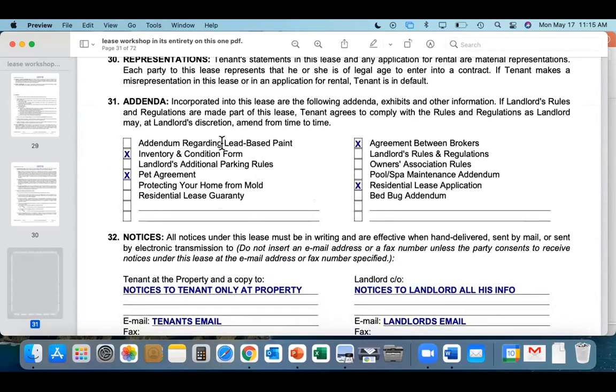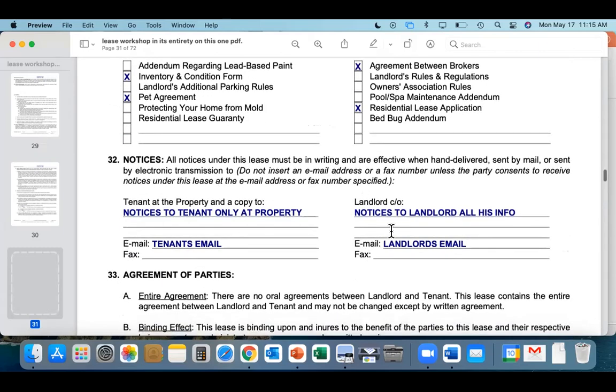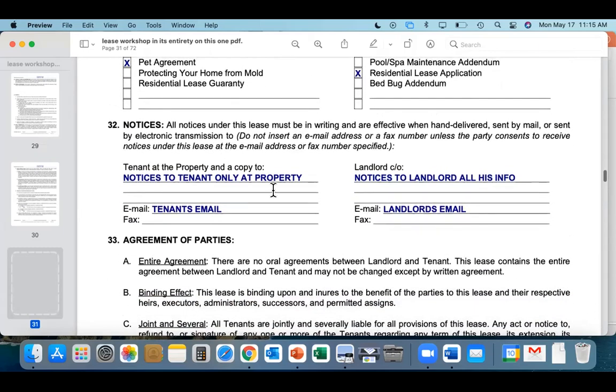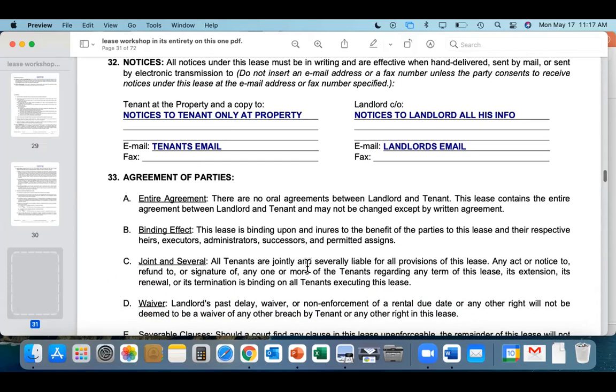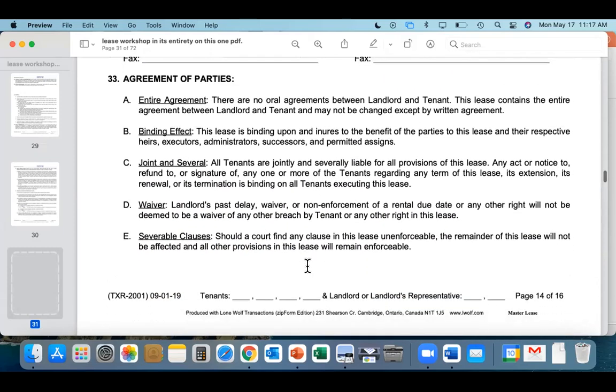We have an addenda section where we're going to attach addenda to the lease. The inventory condition form gets attached, a pet agreement. There's an agreement between brokers and the residential lease application. Those things get attached to the lease. And we have a notices section, just like on our 1 to 4 family, where everybody needs to put their information in there that's current. So this way the landlord and tenant know how to get a hold of each other.